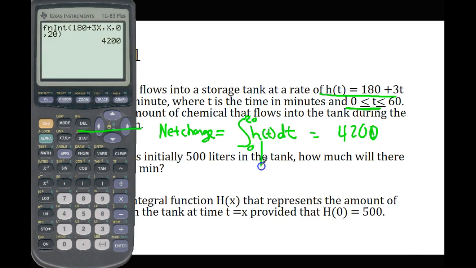What are the units for h of t? It's liters per minute, right? And this is dt. What does that represent? Minutes. It's time. What's liters per minute times minute? Liters. Oh my God. So that's how many liters, that was the aha moment. There it is. That's good. That means that after 20 minutes, 4,200 liters have flowed into that tank.